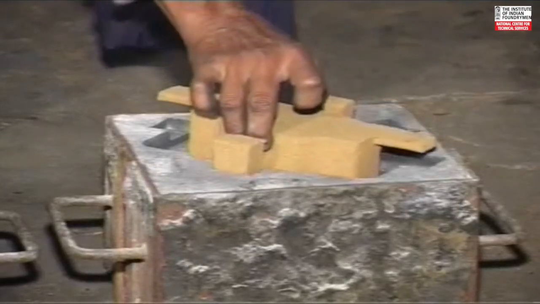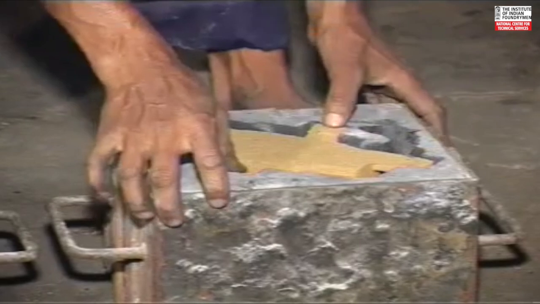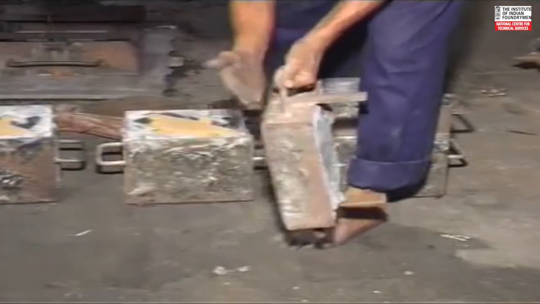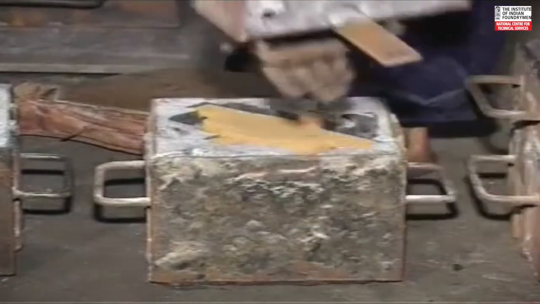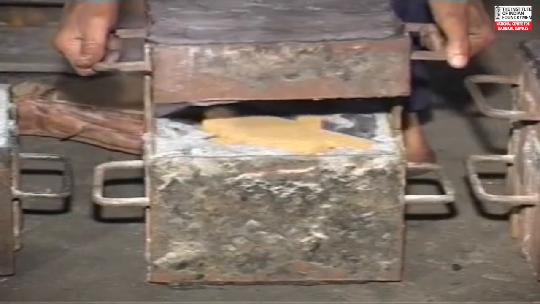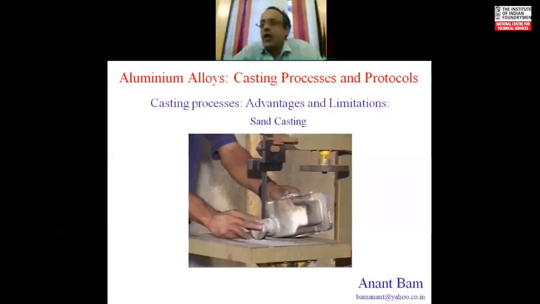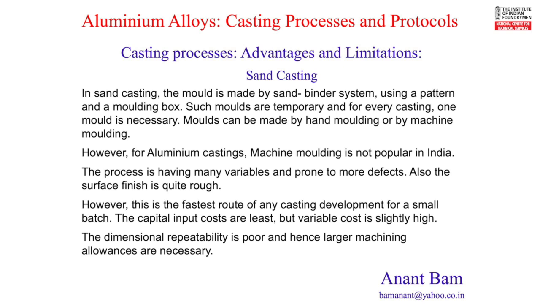Why is it so? Because aluminum being very friendly to permanent mold casting, that is die casting, only prototypes or small batches remain with sand casting. And hence sand casting is not popularly made in any automated molding line. In sand castings, the mold is made by a sand binder system using a pattern and a molding box. Such molds are temporary, and for every casting, one mold is necessary. Molds can be made by hand molding or by machine molding.